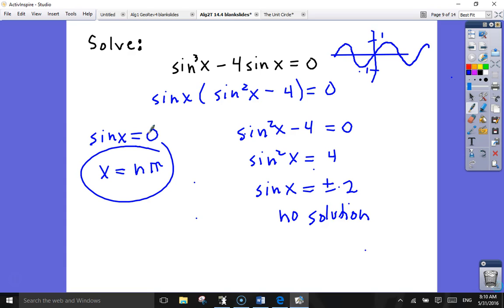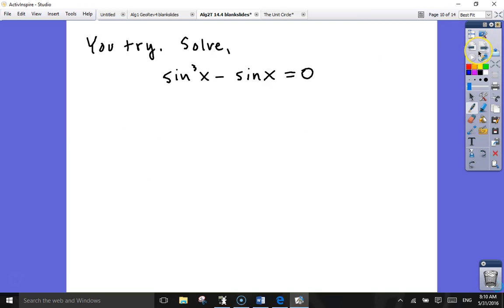And just like with polynomials, if you get to this step, the last thing you want to do is divide out the x, or in this case, divide out the sine x, because you'd be losing one of your answers. In this case, you would have lost your only answer. So instead of dividing out, you factor. So try to solve that one. It's a similar kind of problem.